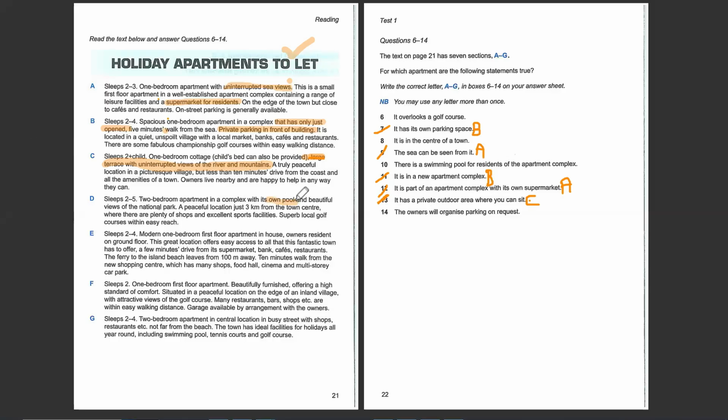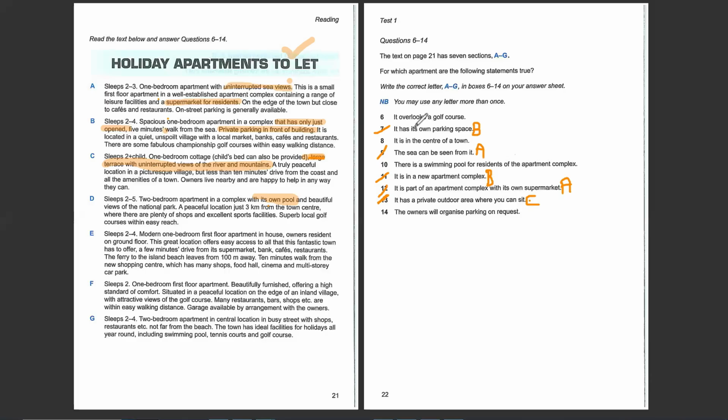So D paragraph has its own pool. Beautiful views of the national park, peaceful location, just 3 kilometers from the town center, where there are plenty of shops and excellent sports facilities. Superb golf course within easy reach. D paragraph is going to match only one statement with its own pool.